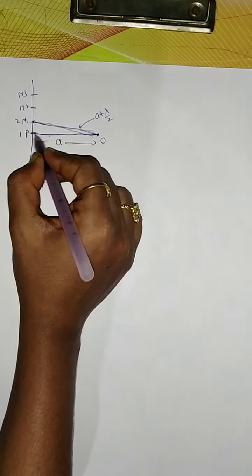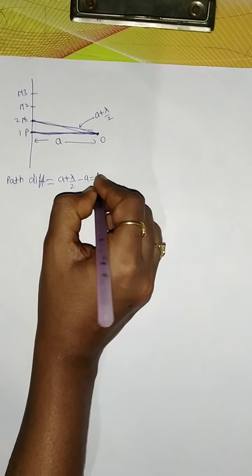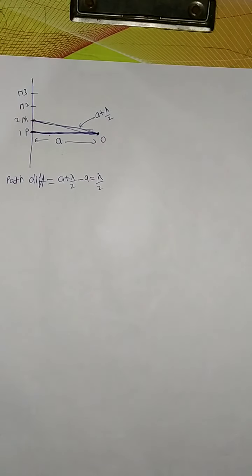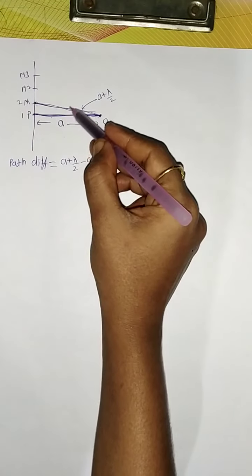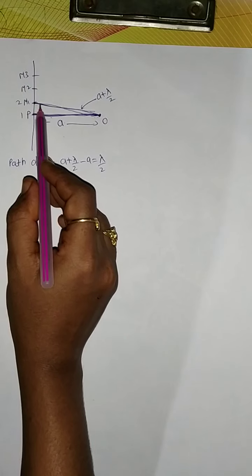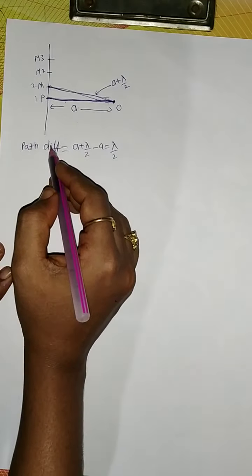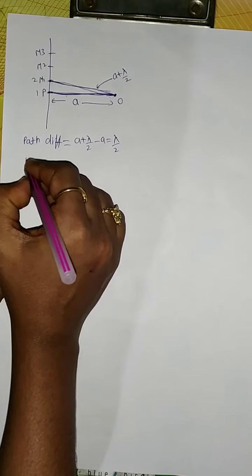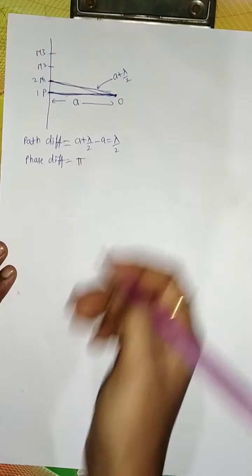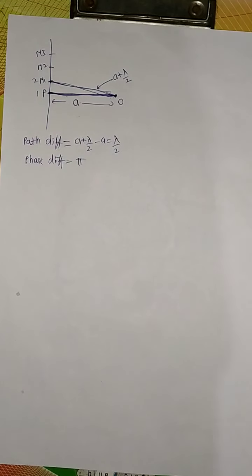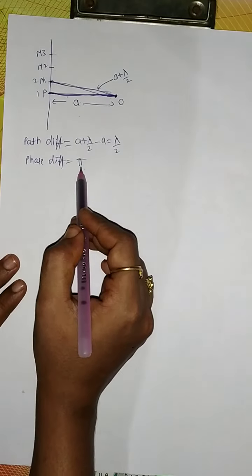So what would be the path difference? This distance minus this distance. So how much will we get? A plus lambda by 2 minus A, which is equal to lambda by 2. So this is the path difference between these two rays. The extra distance covered by a light ray is equal to lambda by 2. And as already I said, if path difference is equal to lambda by 2, then the phase difference will be equal to pi, according to the formula. See the last video, you will come to know how it will be pi. So phase difference is pi.